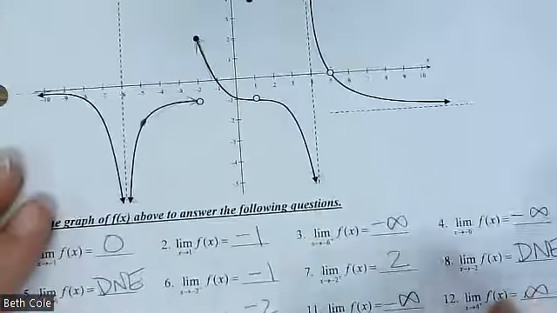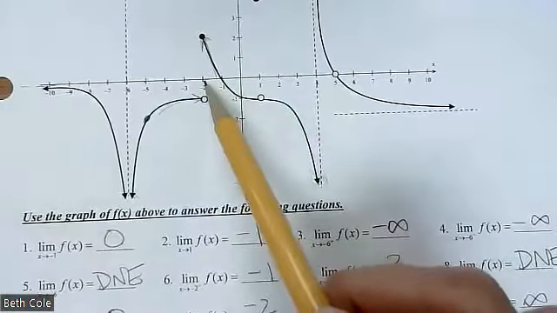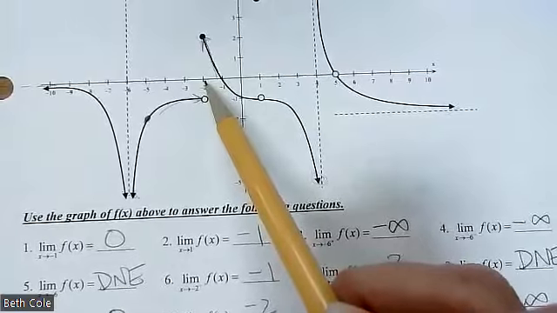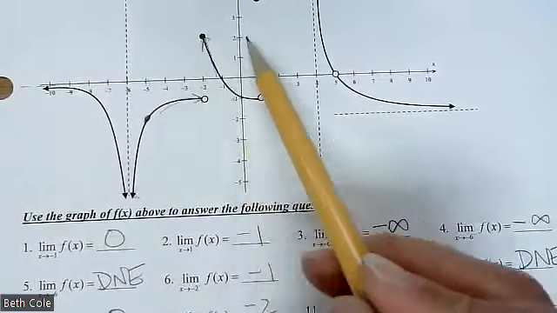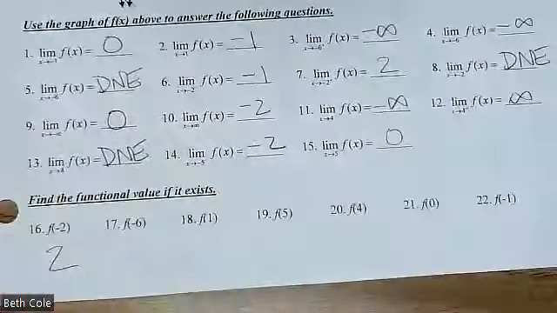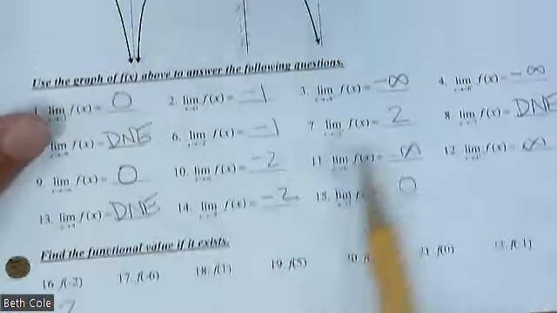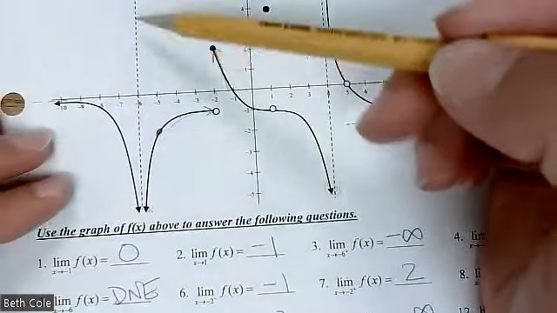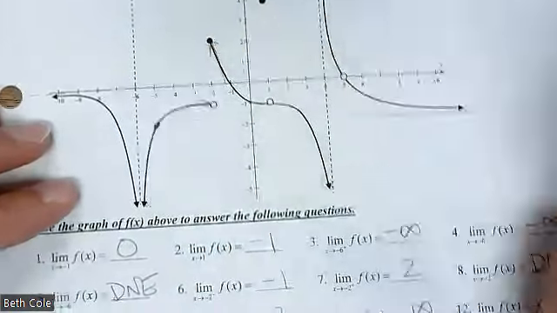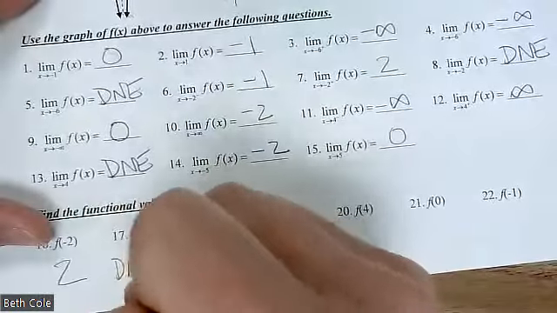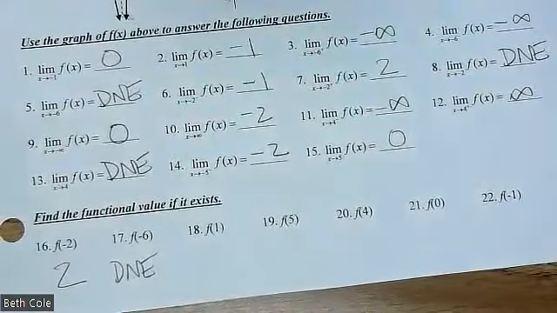So f of -2. Here's -2. Where's the actual filled in point for -2? 2, and we'll call that 2. All right, how about -6? There isn't one. Why not? There's a vertical asymptote, so it does not exist. There's not actually a point there.